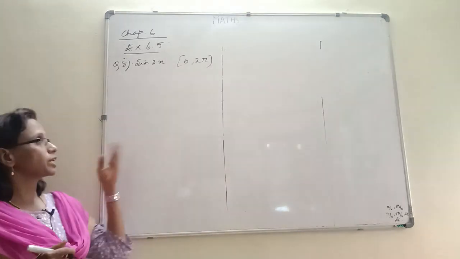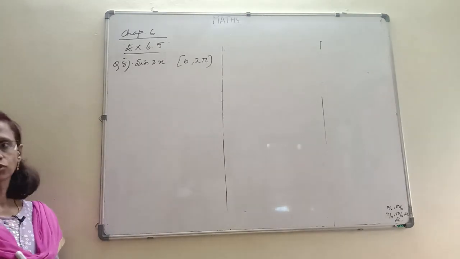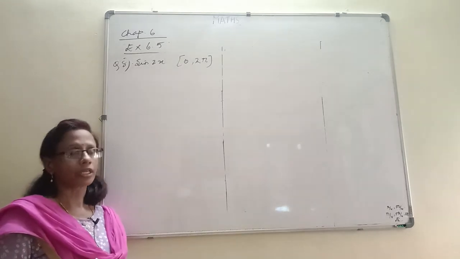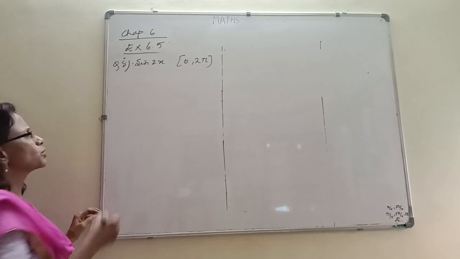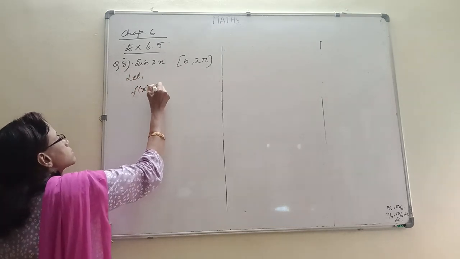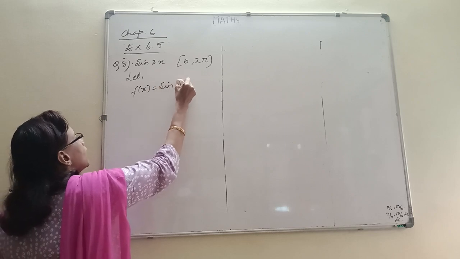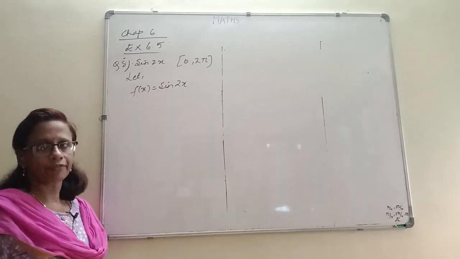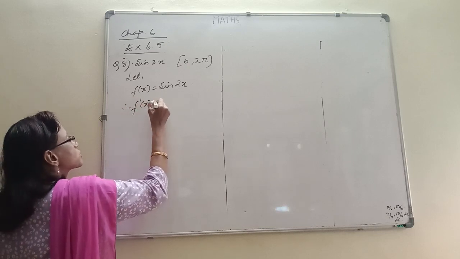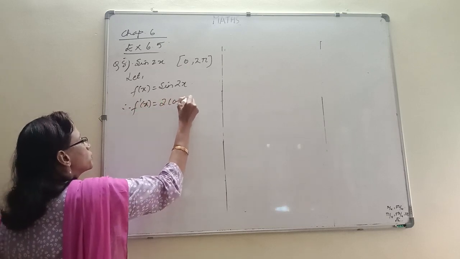Alright, so the function they give us is sine 2x, and you have to find out where it is going to achieve the maximum value. Let's check how we can do it. As usual, let's call it by some name so that it's easier for us to work it out. So let f of x be sine 2x, and as usual, we have to find the first derivative in order to get the critical points. So f dash x is going to be 2 cos 2x, as we all know.